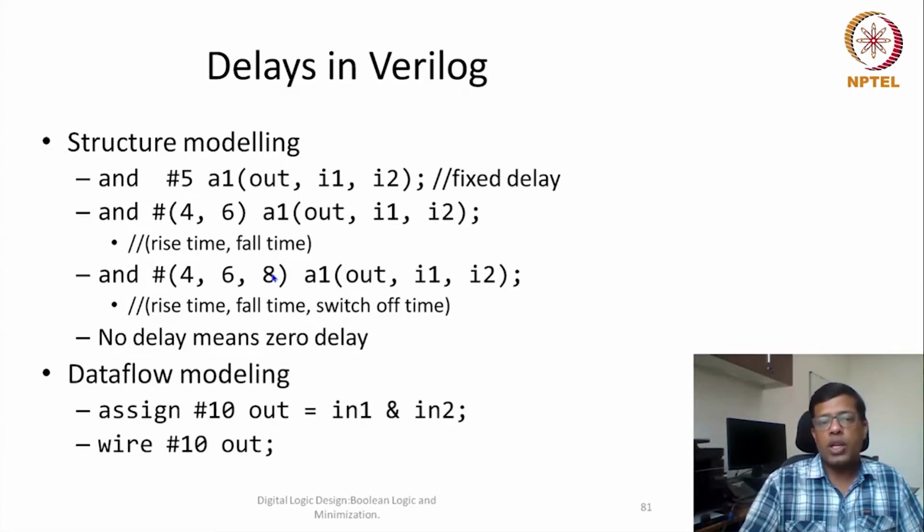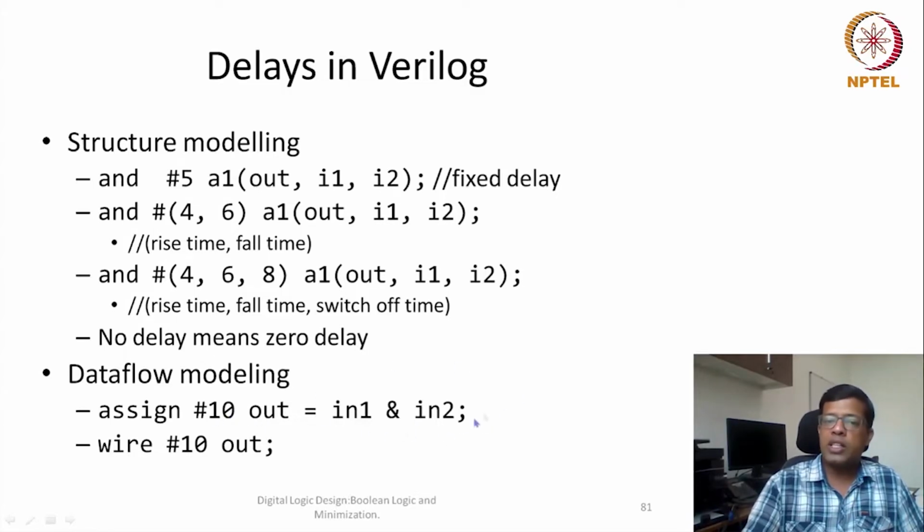In case of data flow modeling, there are 2 ways of specifying delay. One, whenever there is an assign statement, after the assign statement we can write hash 10 or hash whatever time. So after that much amount of time, the input change would be reflected in the output. This is also an inertial delay or propagation delay: whenever an input change happens, the output would change after that much amount of time.